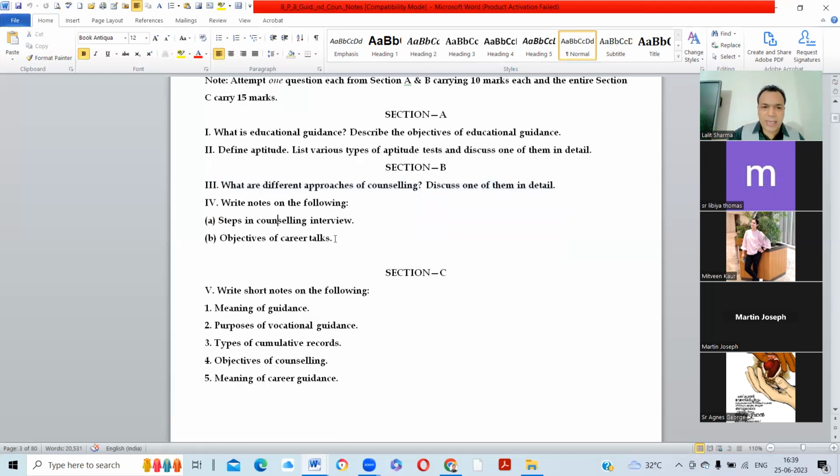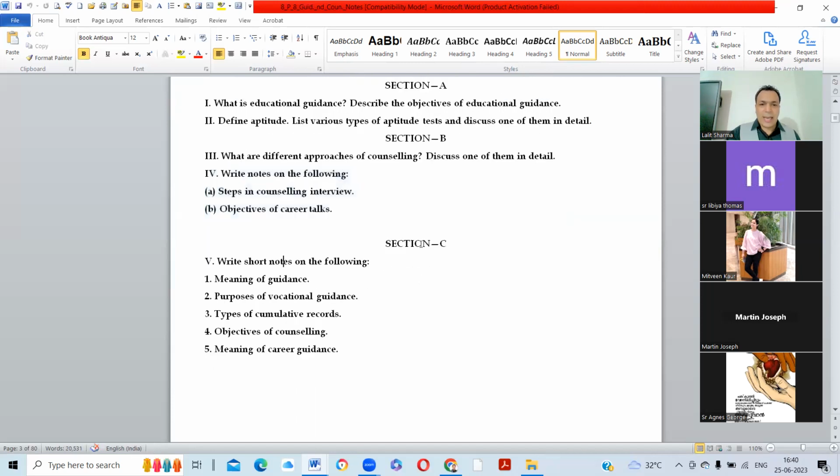And the second question that came: write notes on the following. It has split it into two questions. Number one, steps in counseling interview, and objectives of career talks. This is the general question. What is career talk? What are the objectives of career talks and advantages of career talks? I have shared the file with you, which explains all the answers of the previous year question paper, right, guys? And under section C, there are 5 questions.